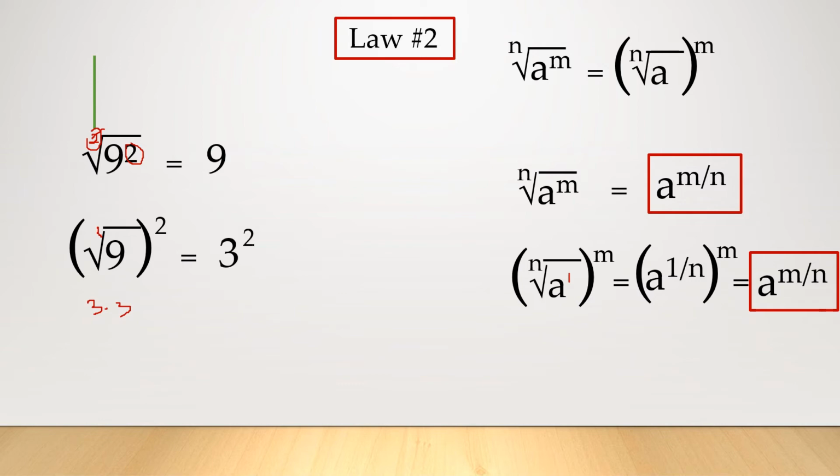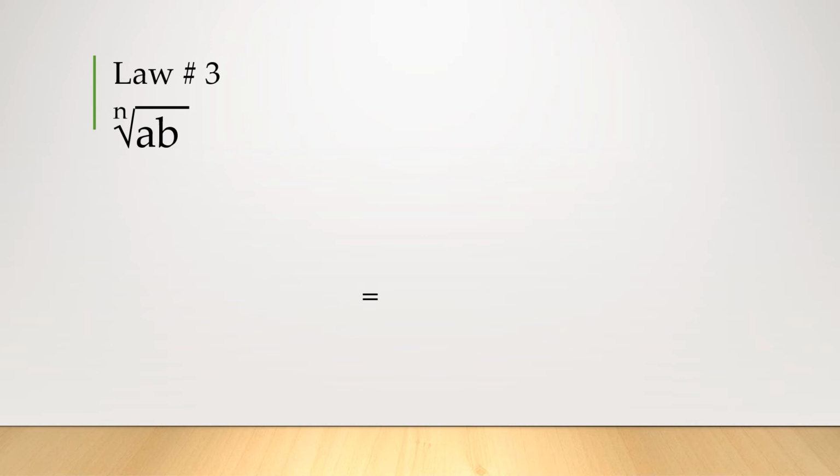And then square that 3. 3 squared means 3 times 3. That is still equal to 9. Okay? So you'll get the same answer. That's law number 2. Now, let's have law number 3.